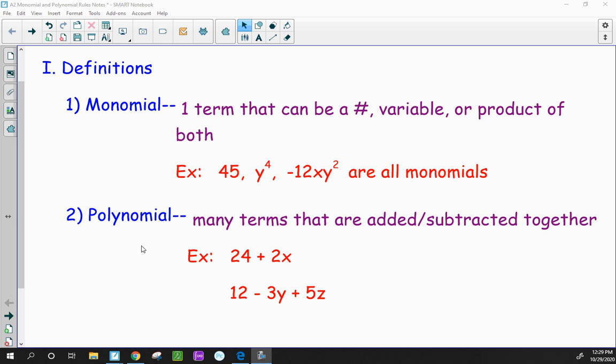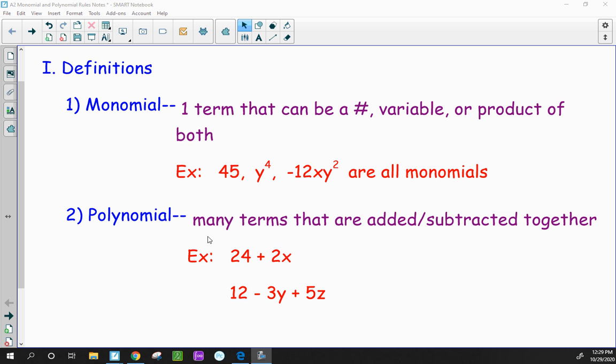Polynomial is many terms, and they're added or subtracted together. So basically, poly means many, so it's many monomials added together or subtracted. So here's a couple examples. 24 plus 2x. And so like 24 is the first term, it's called a monomial. Well, 2x is also a monomial, but when I put a plus sign in between, it now becomes two terms, two separate terms, and that forces it to be a polynomial.